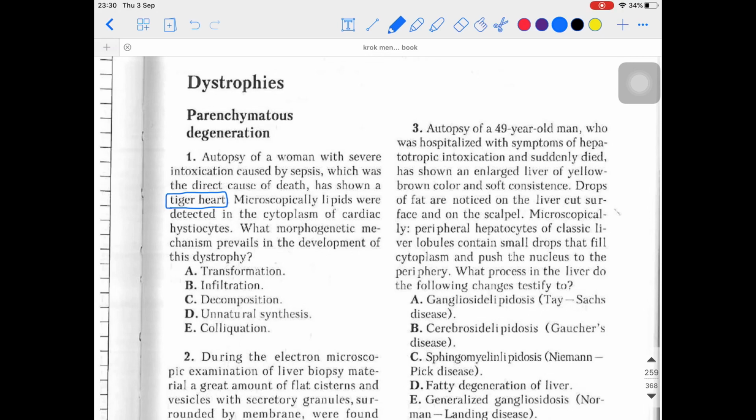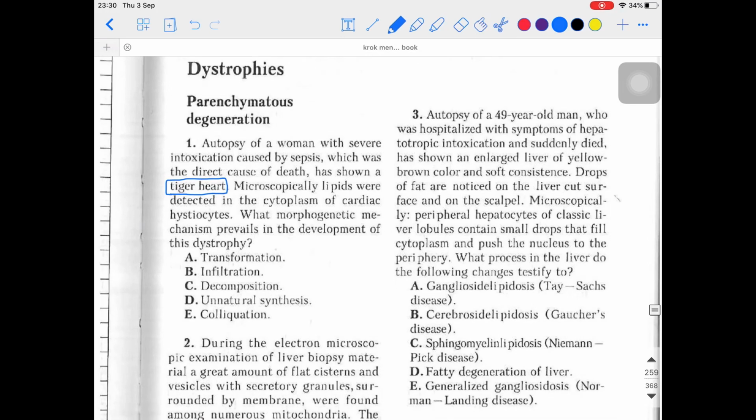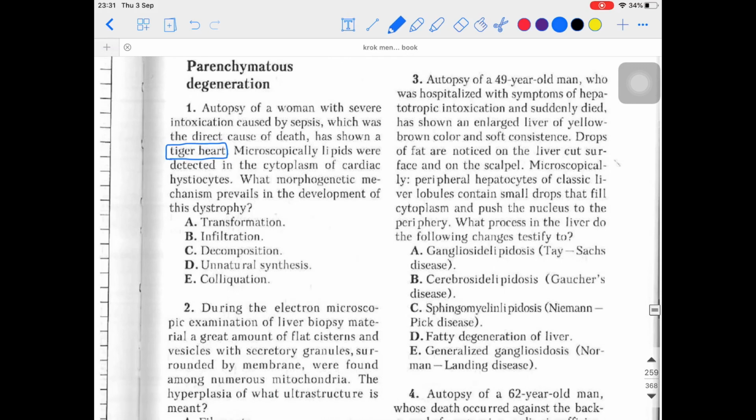Further I will be talking about the tiger heart, what are the specifications of the tiger heart, how it looks macroscopically and how it looks microscopically, because that is important. That is a favorite hot topic for the examiners as far as Krok 1 is concerned. I will be talking about that, but for now just understand that tiger heart is the fatty degeneration of myocardium. So this patient is having the tiger heart.